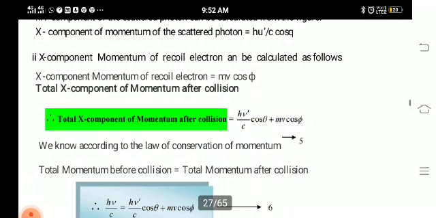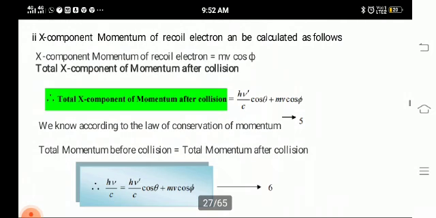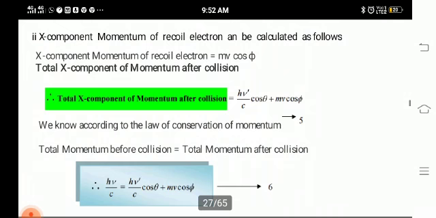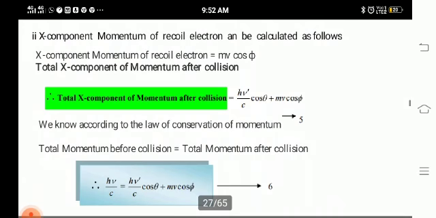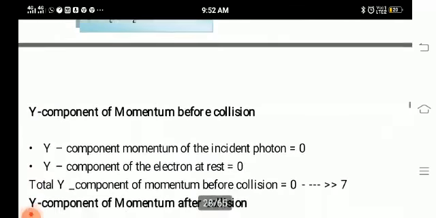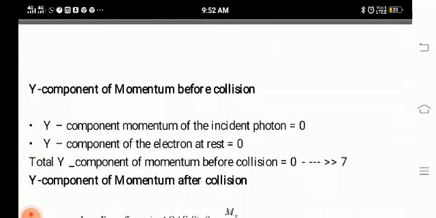So according to the law of conservation of momentum, total momentum before collision is equal to total momentum after collision. That is, equations 4 and 5 we can equate. So we get h nu by c is equal to h nu dash by c into cos theta plus m into v cos phi. Then we have the momentum along the y-axis.